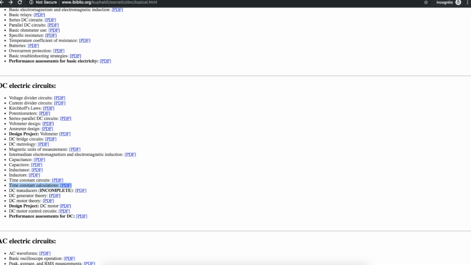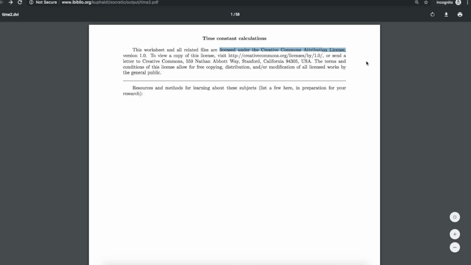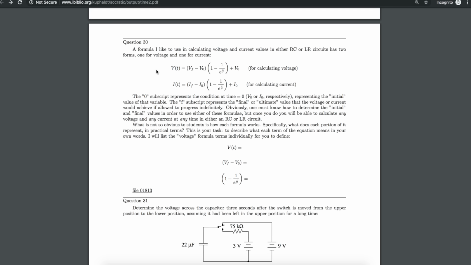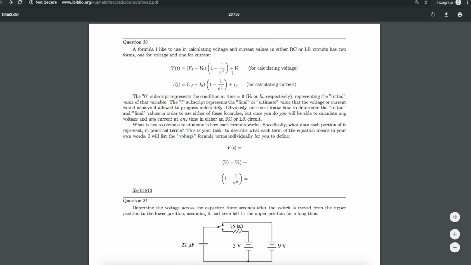There's lots of resources about calculating charge and discharge voltage of a capacitor, but I found this resource, and they have a PDF about time constant calculations. So when I open this, it's Creative Commons, so we can look through this. There's sites out there that derive this kind of thing all the way back from Kirchhoff's laws, so we're just going to look at this as our final equation that we can use to calculate charging or discharging.